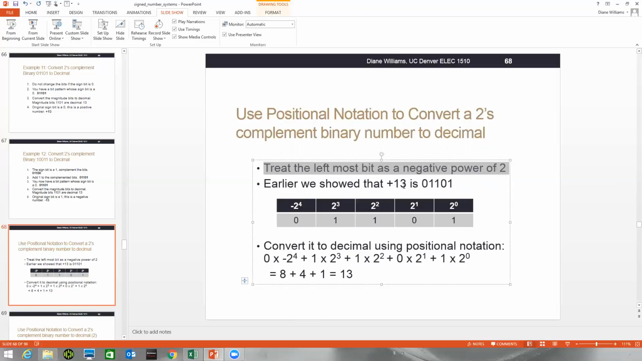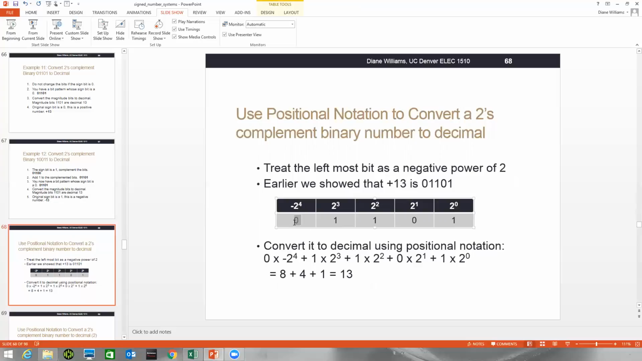Earlier we showed that positive 13 was written as this. So we had a 5-bit pattern. We had 0, 1, 1, 0, 1. So if we say that these were the magnitude bits, we have 2 to the 0, 2 to the 1, 2 squared, 2 cubed. And now let's say that the value of this leftmost bit is negative 2 to the 4th. We can convert this to decimal using positional notation.